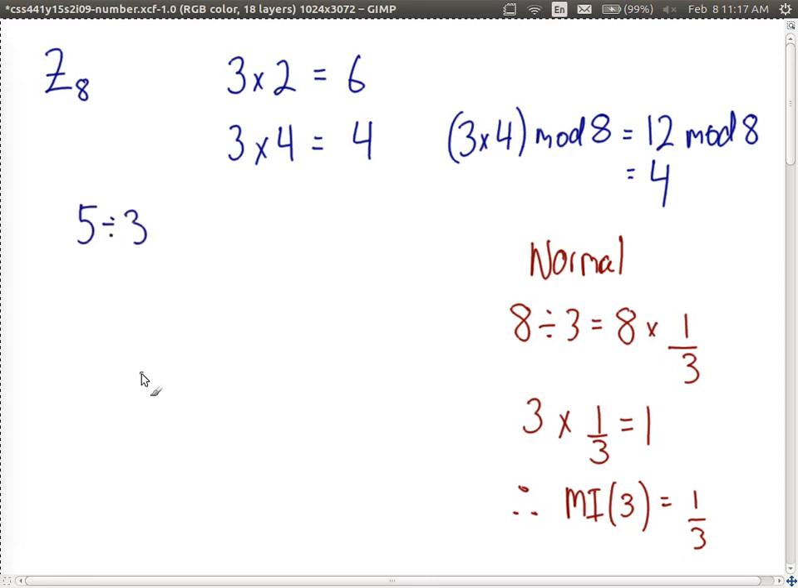Back in Z8, 5 divided by 3. What do you get? Find 5 divided by 3 in Z8. Your phone calculator may not have this answer. These are the ones you need to do in your head. 5 divided by 3 is 5 times the multiplicative inverse of 3. Let's do the full steps.